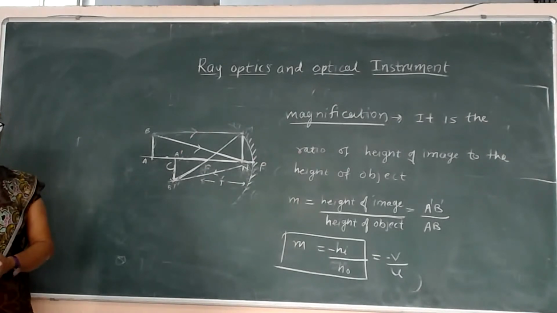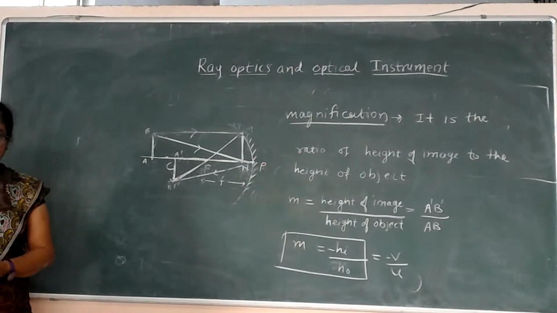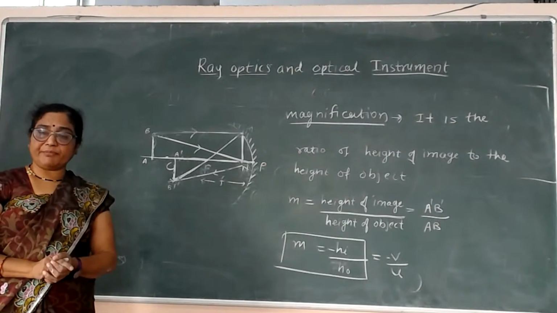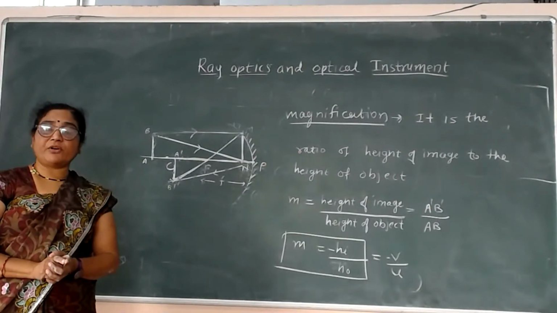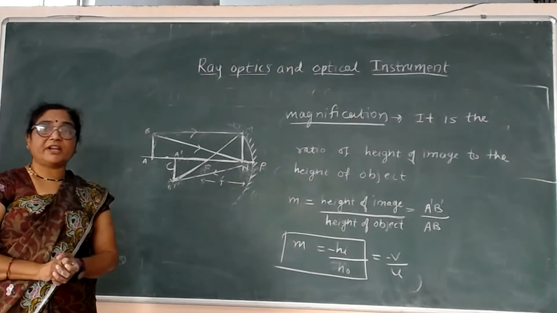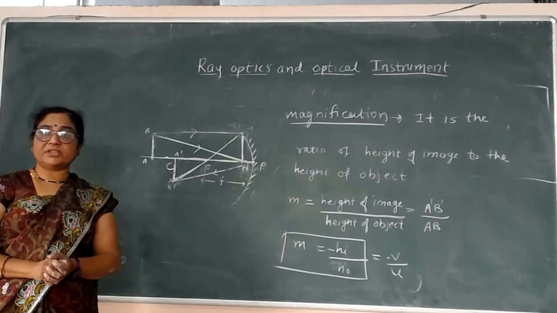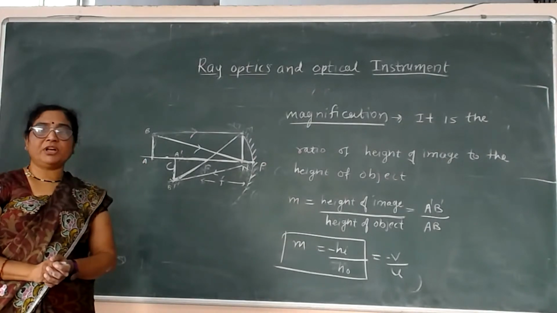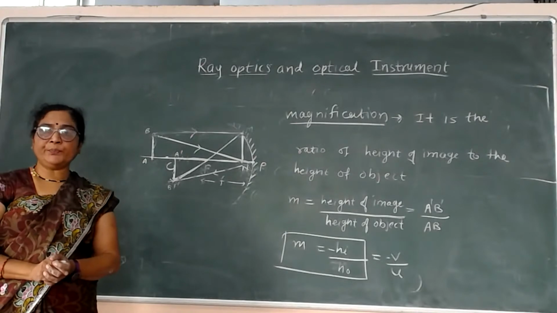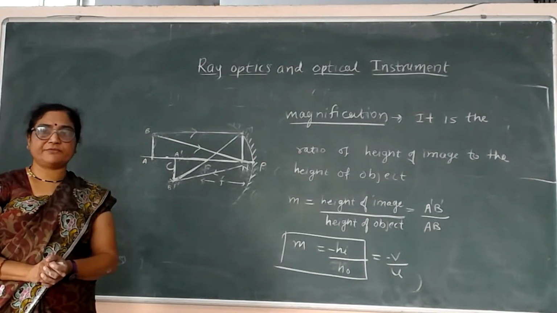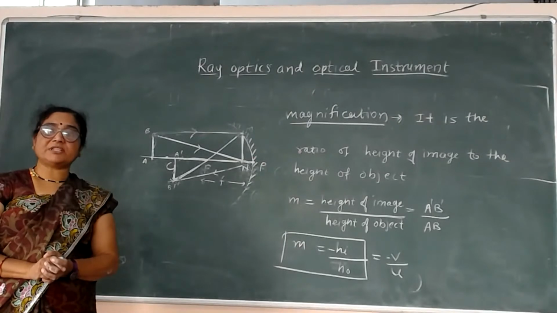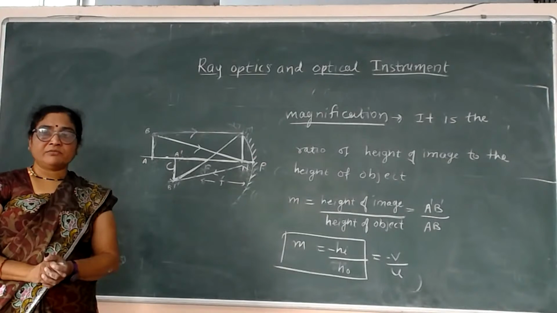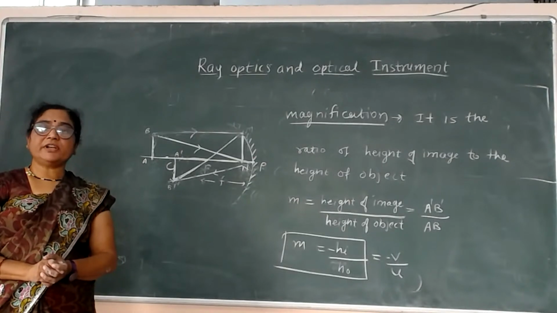In this chapter we study ray optics. In ray optics we study reflection as well as the laws of reflection, a number of ray diagrams, the first derivation that the focal length is equal to R by 2, as well as the mirror formula, that is 1 by F is equal to 1 by U plus 1 by V. When we use these formulas for numericals, we apply the Cartesian sign, plus or minus. In the next class, we study refraction.